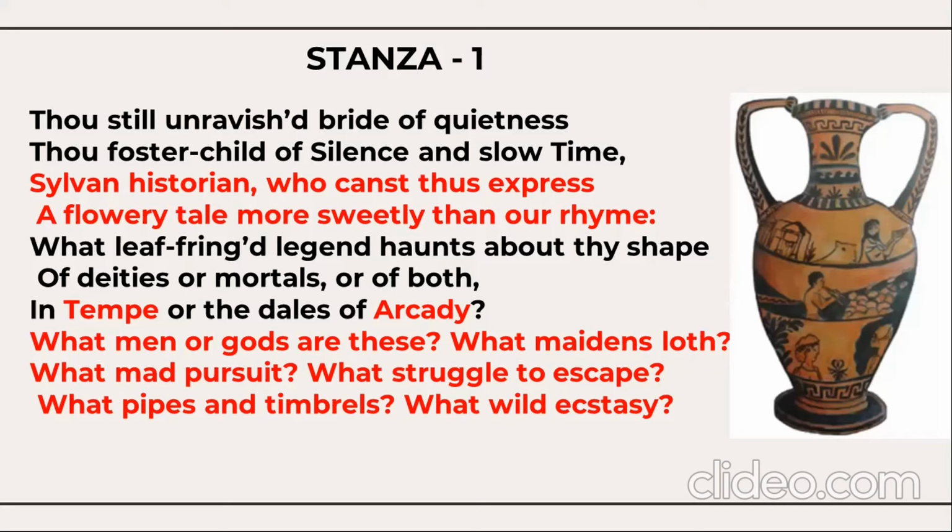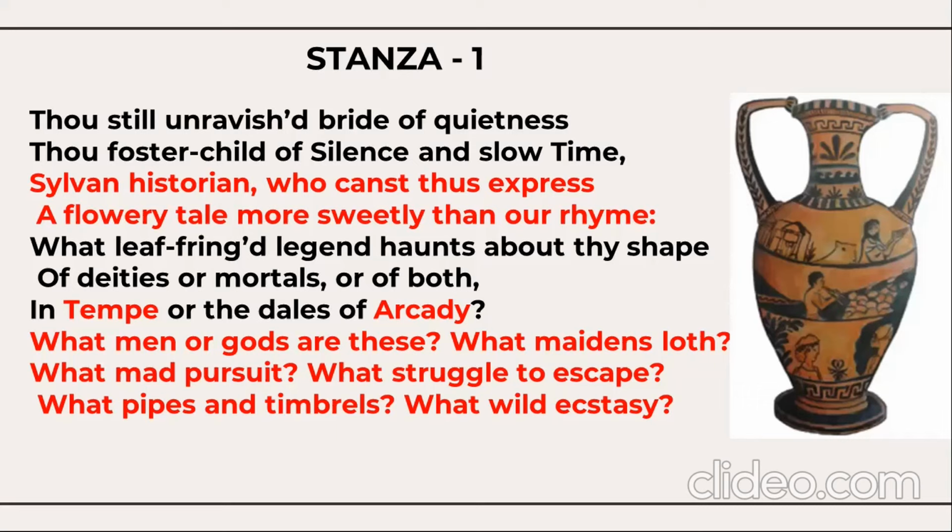What men or gods are these? What maidens loth? What mad pursuit? What struggles to escape? What pipes and timbrels? What wild ecstasy? Now the poet says here, maiden is a very old word for girls. Loth means unwillingness. So the girls, those who don't want, unwillingness by the girls. Pipe and timbrels are both musical instruments. Pipe means flute. Timbrels means the small hand drums.